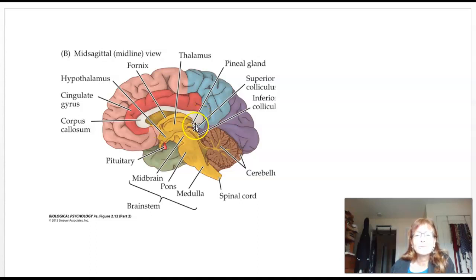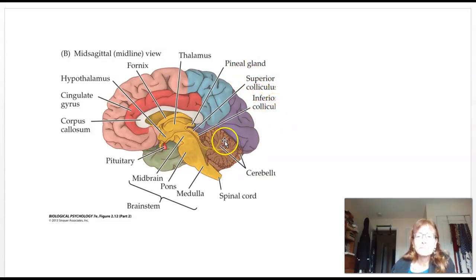Here's the pineal gland. We talked about that in terms of melatonin. Here are these little hill-like structures, superior and inferior. Sorry, this is cut off, but the word is colliculus. They're involved with some secondary visual processing as well for the superior, and secondary auditory processing for the inferior.